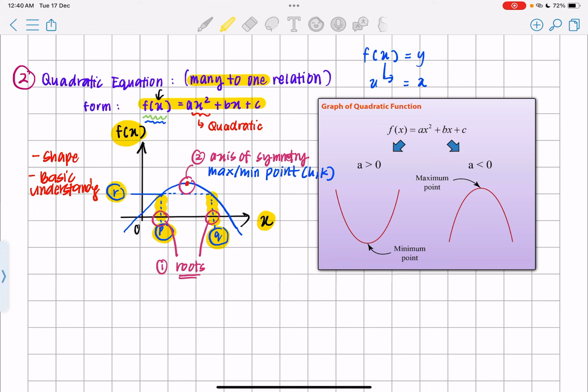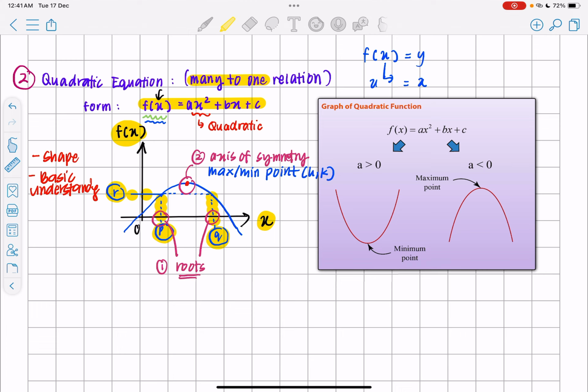Root ni you nak ingat apa? Dia masa Melayu akar kan? Basically dia dekat x-axis. PQ mesti value-nya adalah value x-axis. Kenapa dia value x-axis bukan y? Sebab dia on the x-axis, okay? R. R basically the image of P and Q.